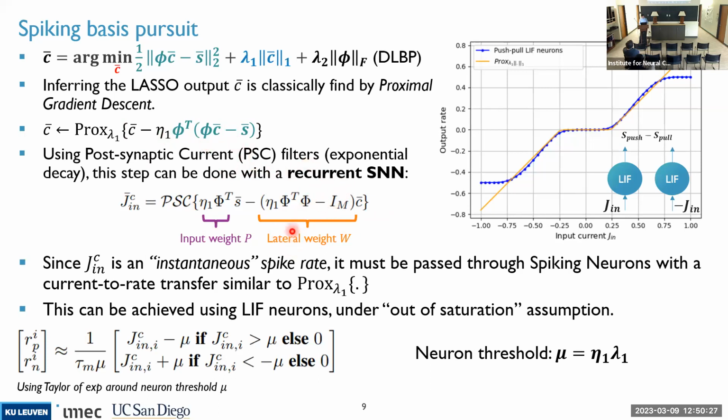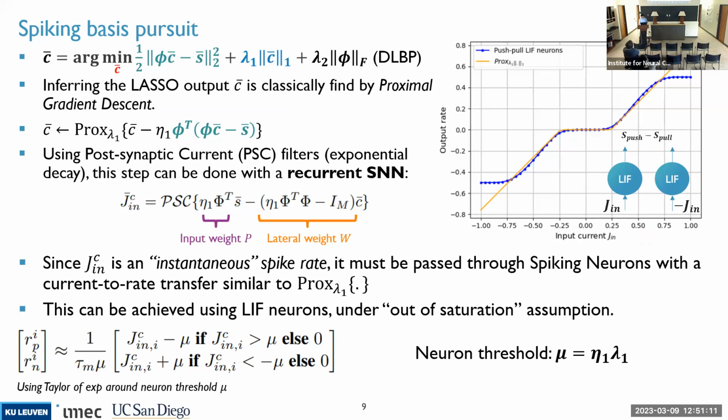Well, we see the appearance of two weight matrices: the lateral weight matrix W that processes the C vector, and the input weights. We pass this combination of spikes to an exponential decay filter to estimate the instantaneous rates of that combination. This instantaneous rate is considered as an input current, and this input current will then be fed to a layer of spiking neurons. The important thing here is that this layer of spiking neurons must behave in the instantaneous rate domain as the proximal operator in order to perform this proximal descent.